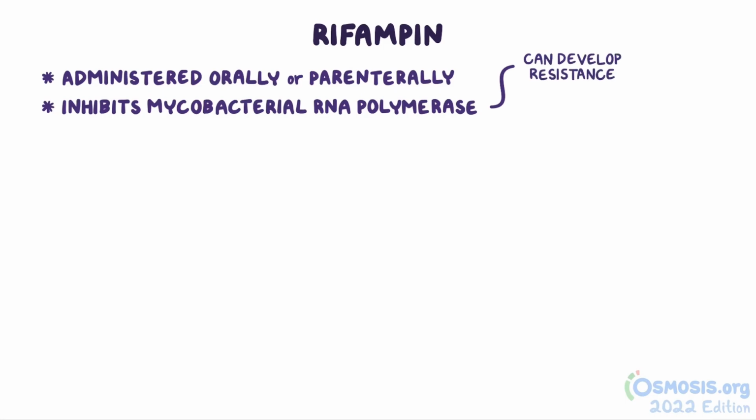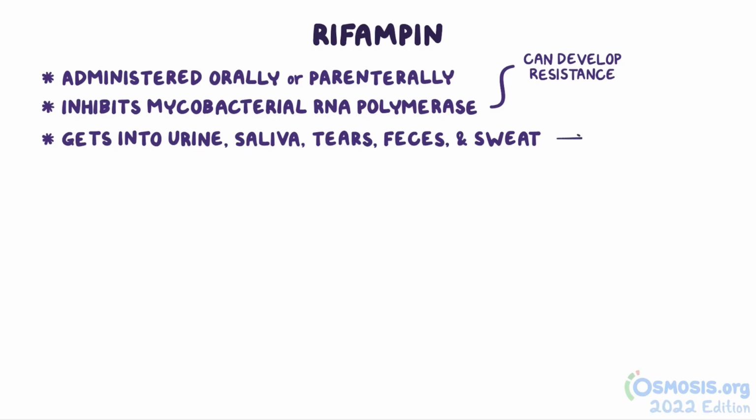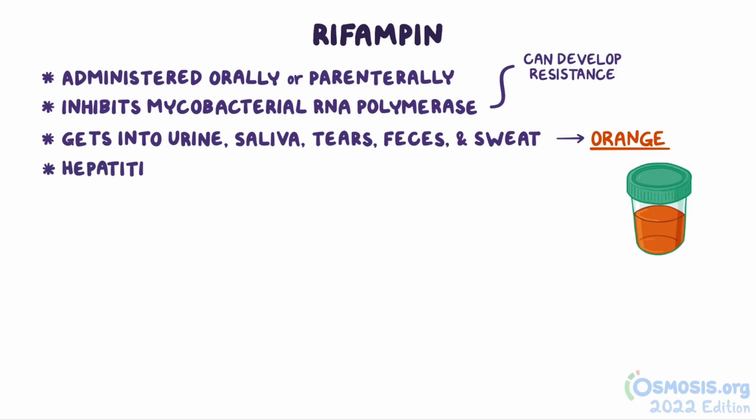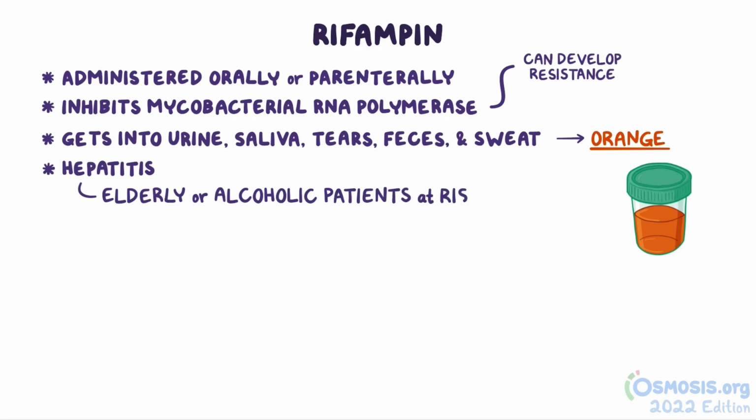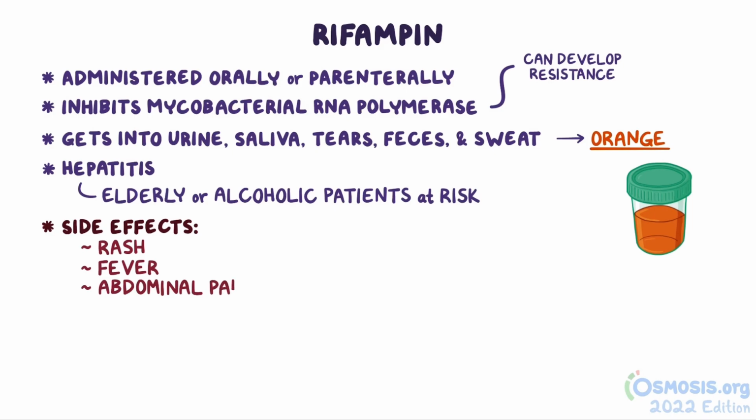Since rifampin gets widely distributed throughout the body, it can get into the urine, saliva, tears, feces, and sweat, which turns them orange. Although this may alarm the patient, it is harmless. But the most important side effect is hepatitis, which is more severe at high doses. Luckily, it's pretty uncommon, but elderly or alcoholic patients, or those who already have liver disease, are at a higher risk. Rifampin also causes other side effects like rash, fever, and gastrointestinal symptoms like abdominal pain, diarrhea, nausea, and vomiting.